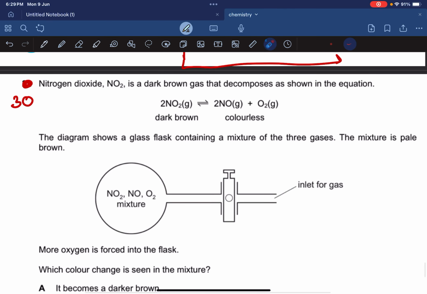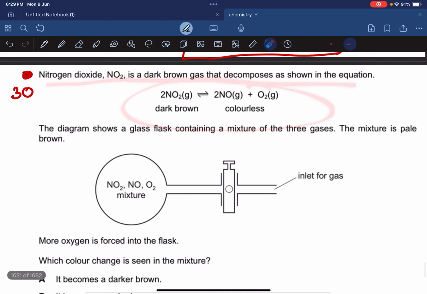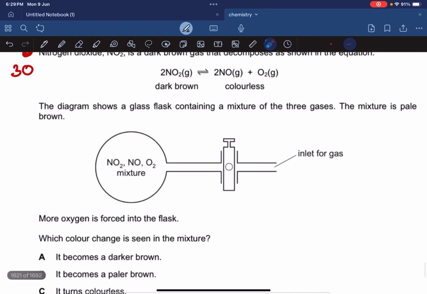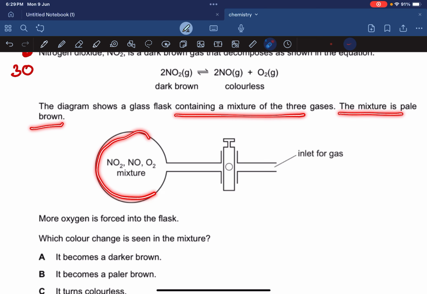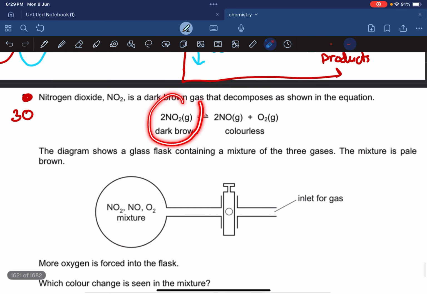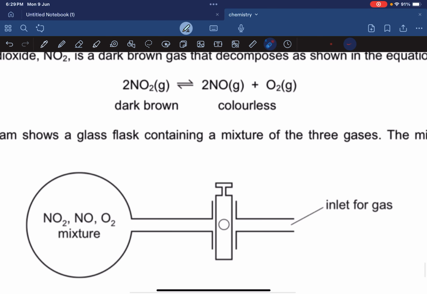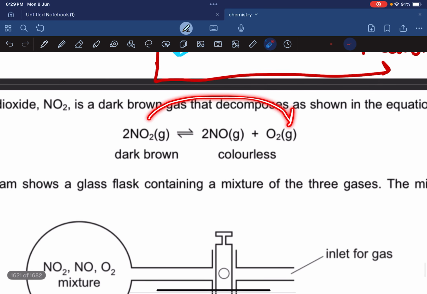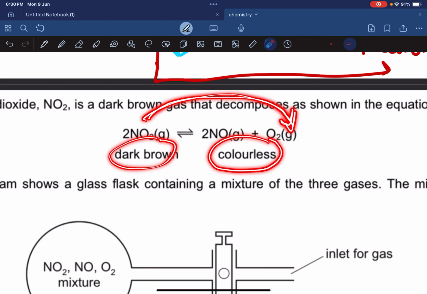Let's solve it. Nitrogen dioxide is a dark brown gas that decomposes as shown in the equation, okay? The diagram shows a glass flask containing a mixture of 3 gases. The mixture is pale brown, okay? This is dark brown, this is colorless. If the equilibrium moves towards the forward side, it's going to turn colorless, or rather pale brown. Initially it is brown, but it obviously won't go from brown to colorless suddenly, it will become pale. And if the equilibrium moves backwards, it's going to turn darker in color.